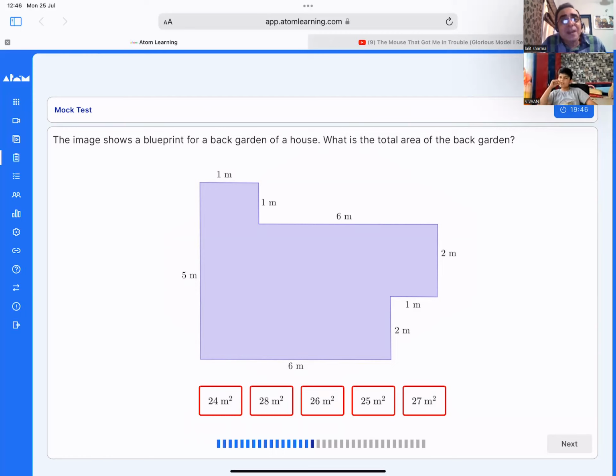Okay, now keep this in mind. The first one is 1, second one is 2 square meters. Then we are left with the center rectangle. How much does it measure? 6 times 4. 24. So, what would be the total area of this back garden? Add all those numbers together, which will give the conclusion of 27.